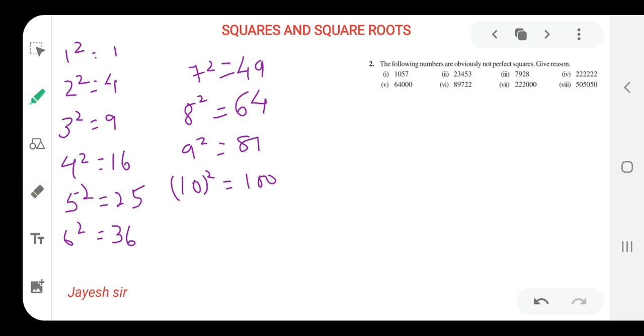Second sum is 3 at the unit place. Can we find 3 at the unit place? The same reason would apply for all the sums. We cannot find 3 at the unit place of any number's square. None of the number squares has 3 at its unit place. That's why 23453 is not the square of any number.